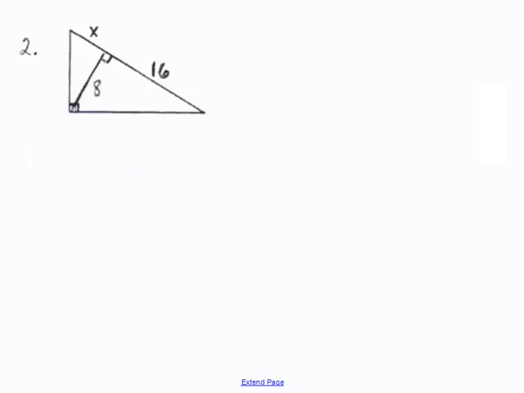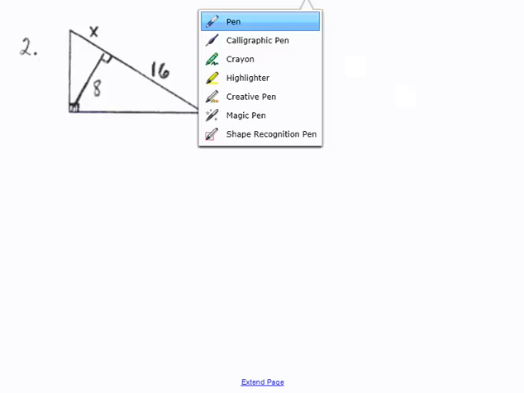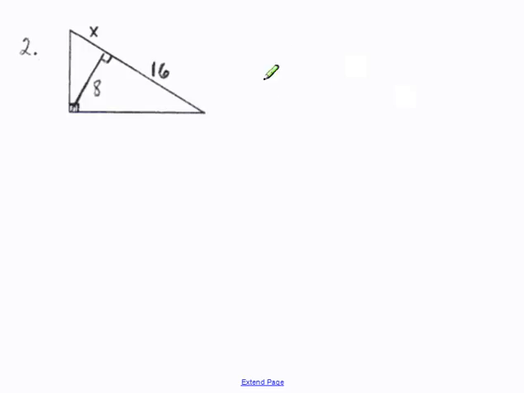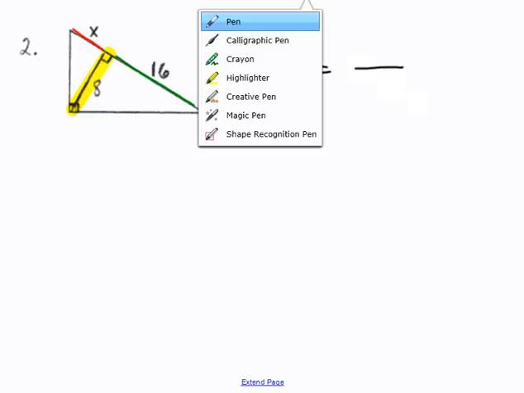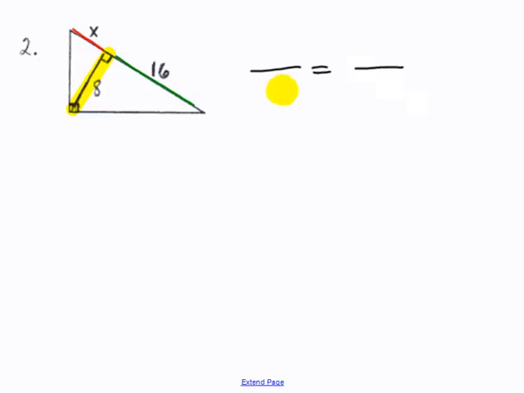Here's another altitude problem, but we have a number at x, on the altitude. So we have the altitude, the short side of the hypotenuse, and the long side of the hypotenuse. Okay, so when we set this up, now we have a number on the altitude. We've got this 8, so I'm going to put 8 here.